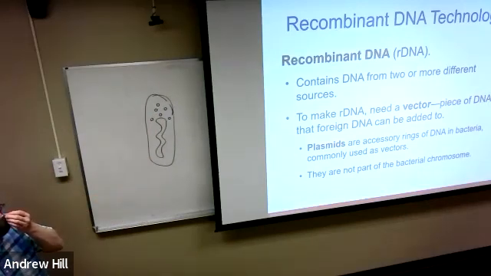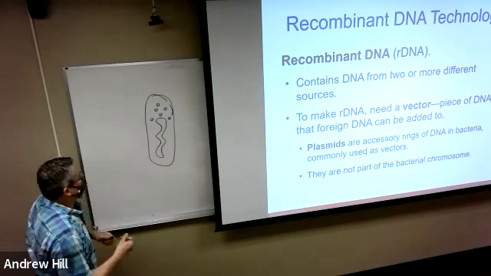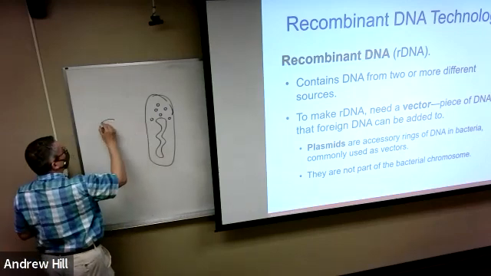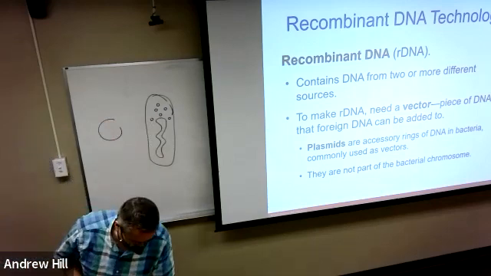So these are accessory rings of DNA in bacteria. They're commonly used as vectors. So by vector, it means we're going to carry another gene. So we'll see pictures of this, but what we could do is take one of these plasmids and break it open, right? Break the ring open. We'll discuss how that occurs.